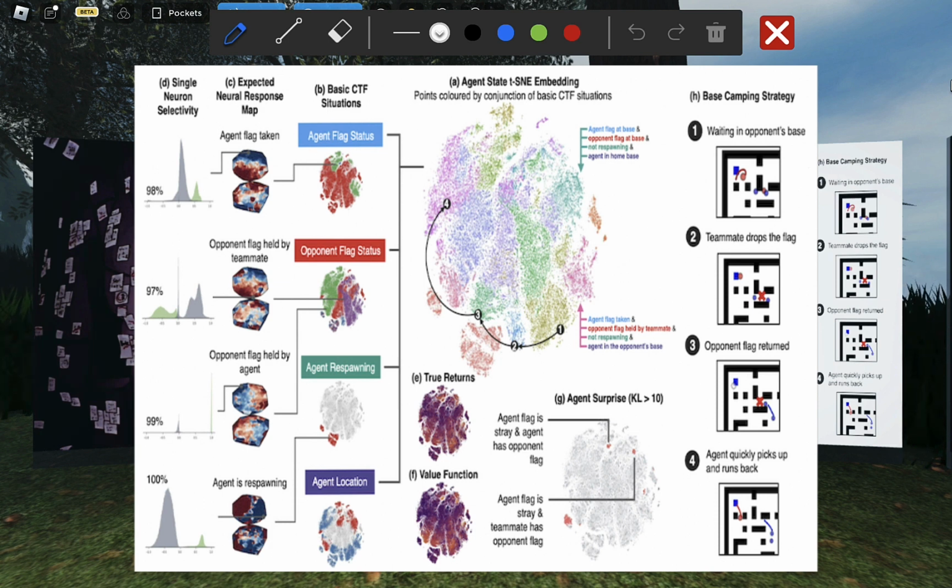So, for example, you can see, I hope, up here, it says agent flag at base, and opponent flag at base, and not respawning, and agent in home base. Those are ground states of the world, things that can be true or false about the agent. And it's observed that the agent state is often in this cluster up here when that combination of states is true.